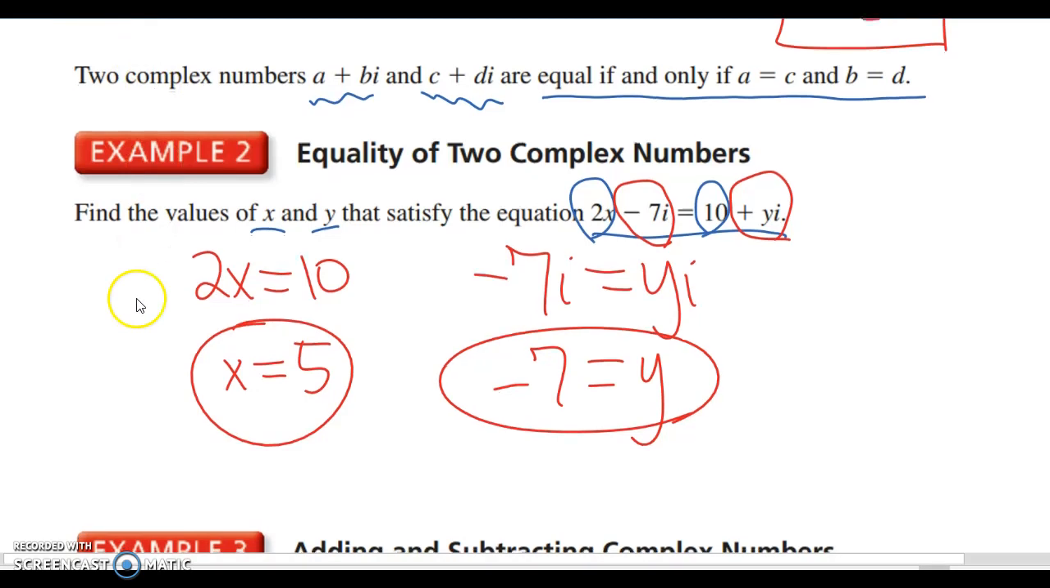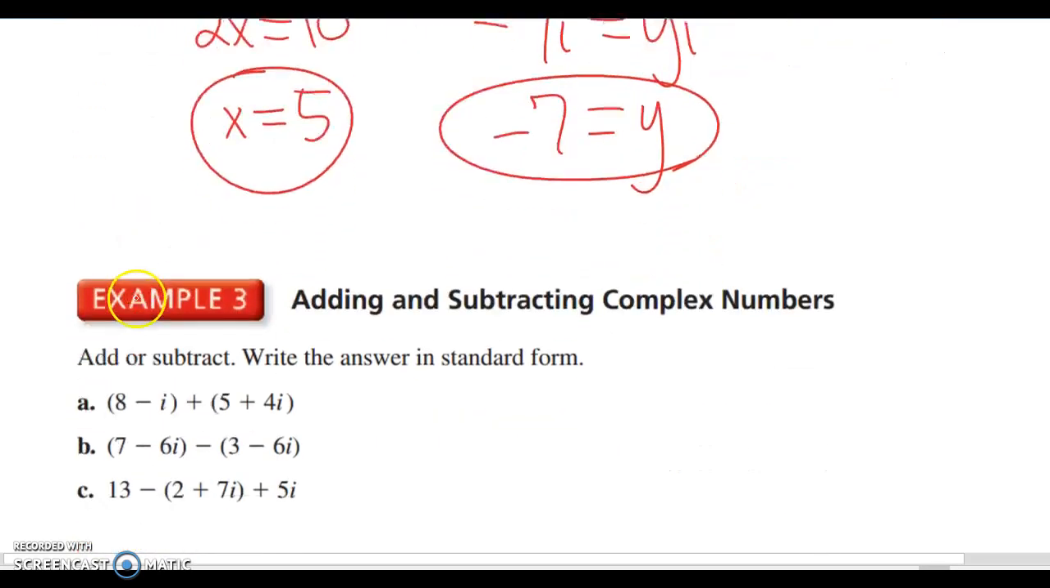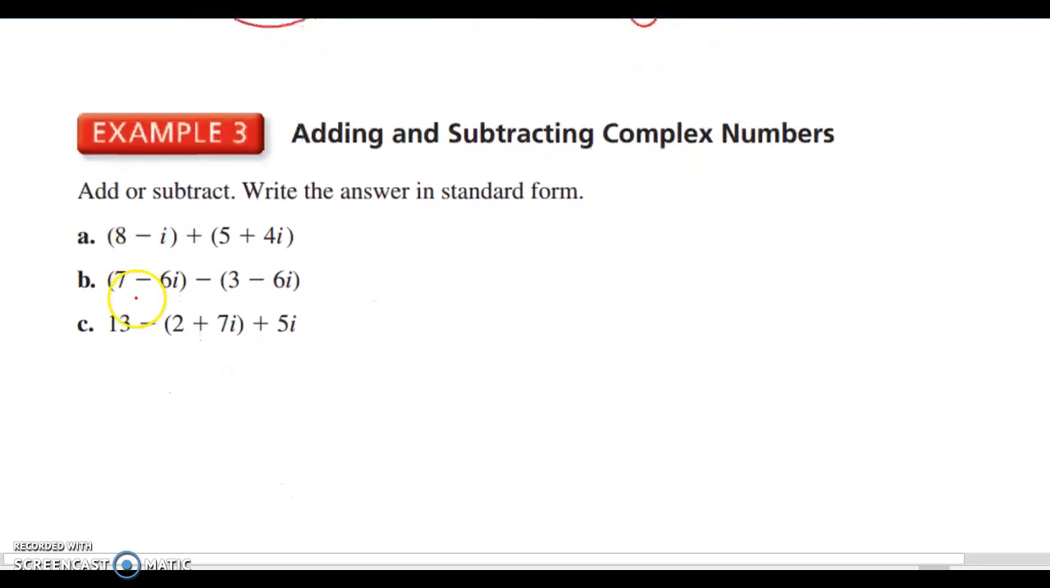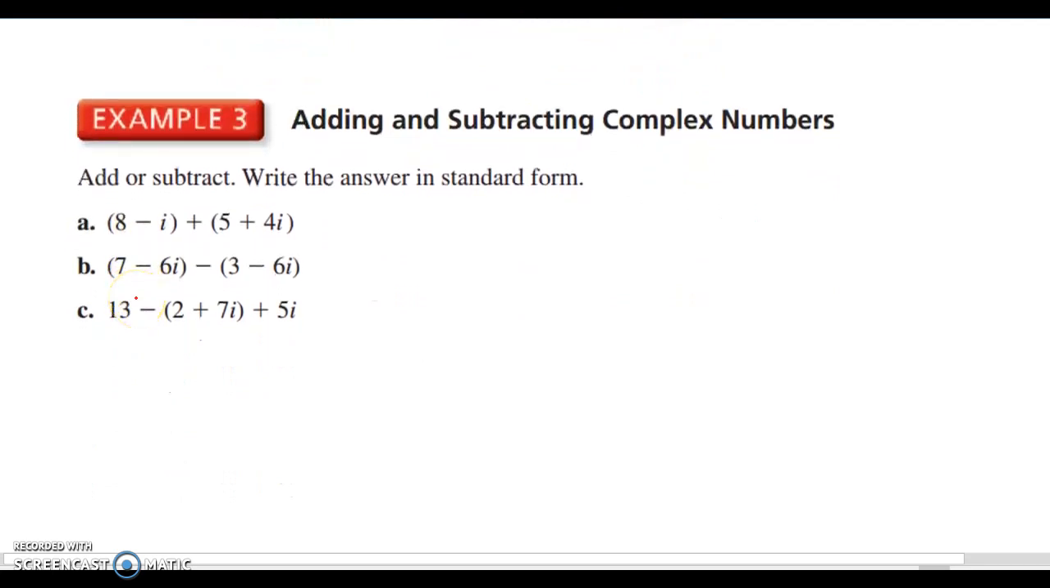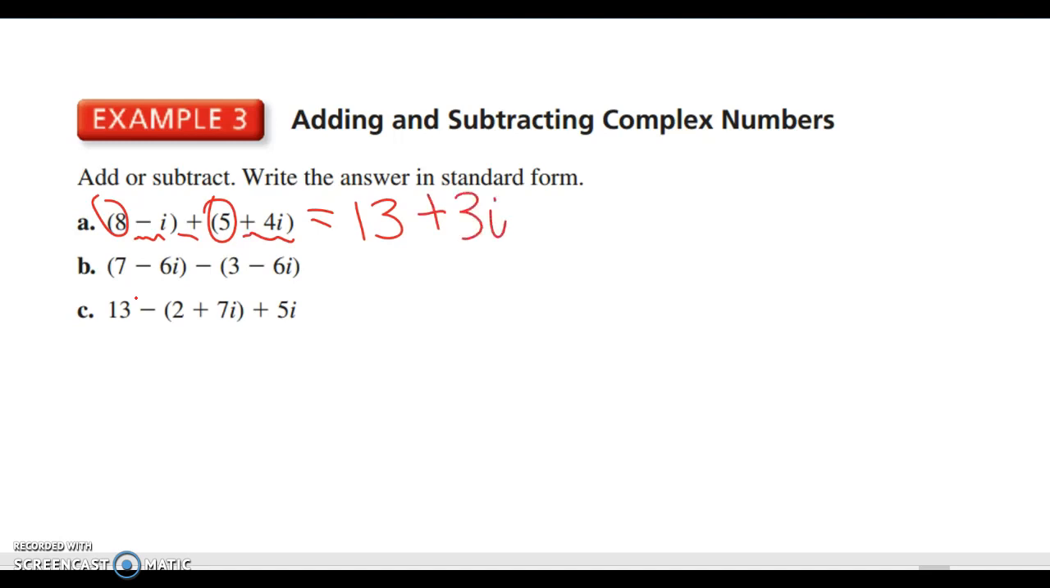Now take a look at example 3. This is adding and subtracting complex numbers, kind of like we saw in the journal there. So for part A, I'm just going to say 8 plus 5 is going to be 13. And negative i plus 4i gives me 3i. And there's my answer. Standard form, make sure, is a plus bi, so that means the imaginary part has to come second. So we did that right in part A.